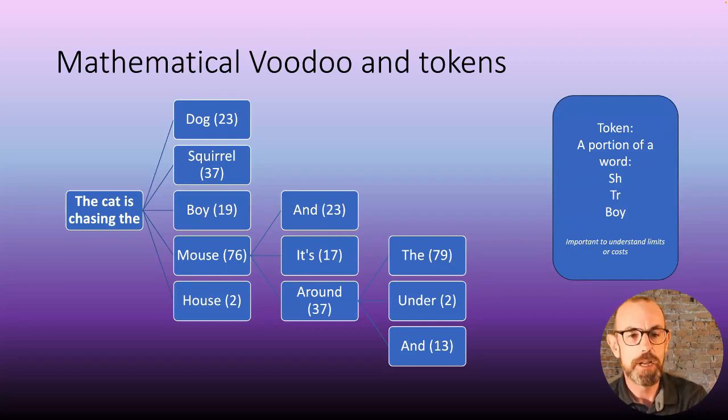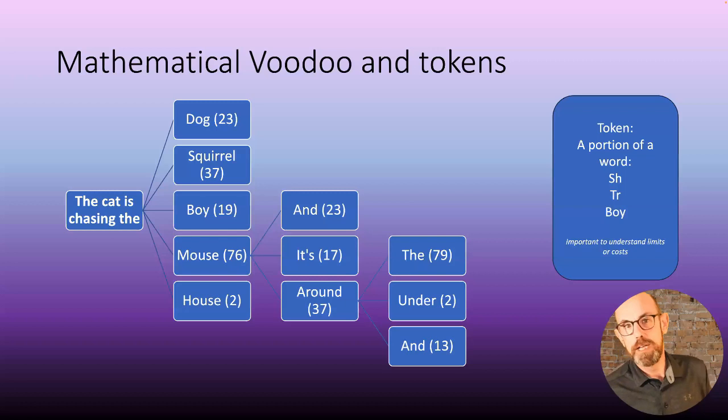And then the next word in the sentence: the cat is chasing the mouse, and is the cat chasing the mouse around? The most likely answer here, in my guess, was around. And then the next word is most likely the. So hopefully you can see how what it's doing is effectively just like predictive text. It's determining the most likely mathematical next step.